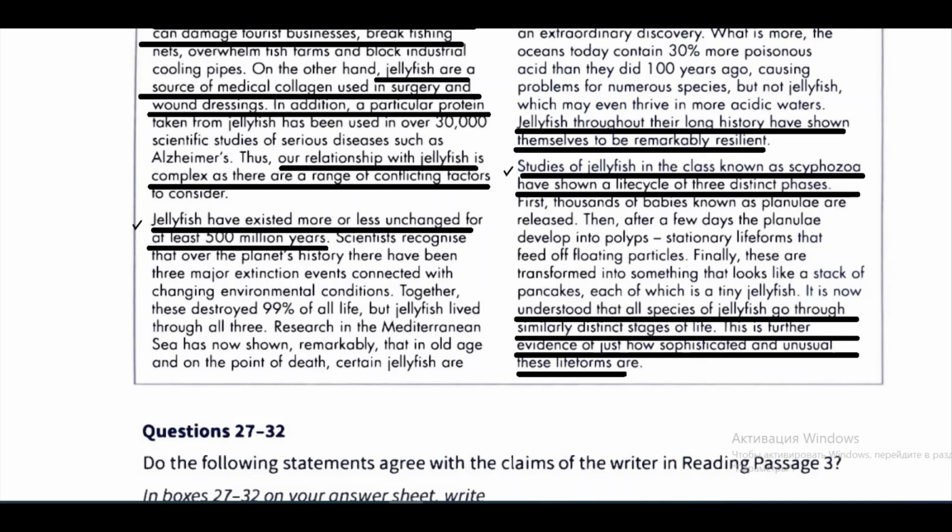Actually, the writer outlines the life cycle of the schizoid in this paragraph. The life cycle is biologically complex because the jellyfish goes through three quite different stages of life. The schizoid illustrates something common to all jellyfish because they all go through similar life stages. This complexity is emphasized in the final sentence, sophisticated and unusual.